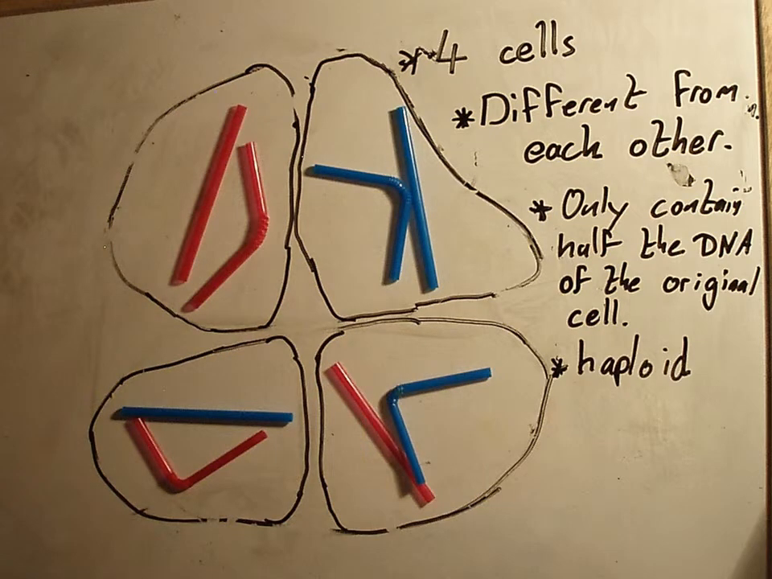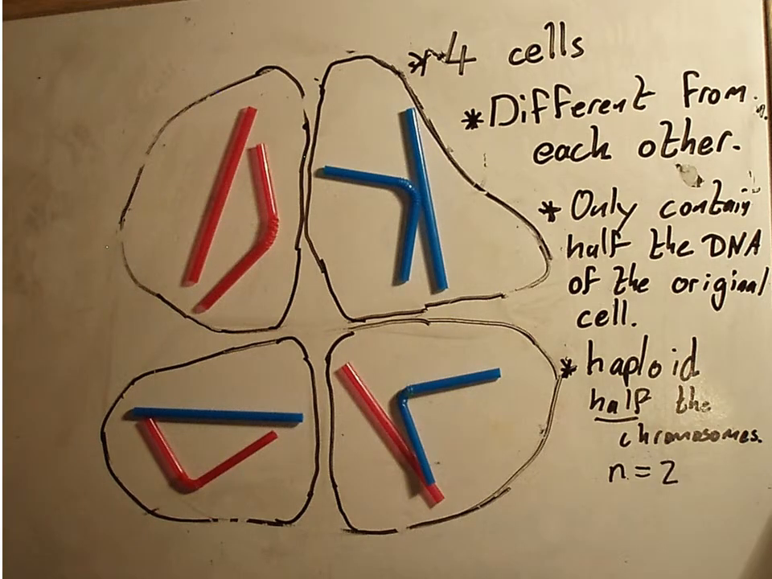Because each of these cells contains half the DNA of the parent cell, we call them haploid, half for haploid. And just like our diploid number of our parent cell, the 2n was equal to 4, the n here, the haploid number, is 2.